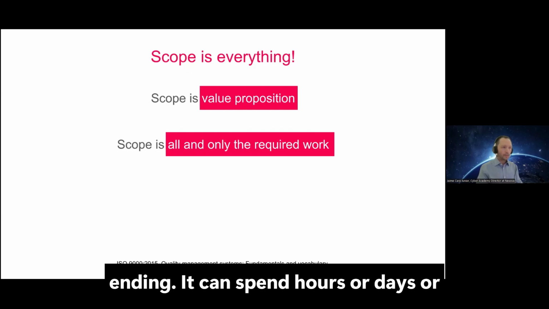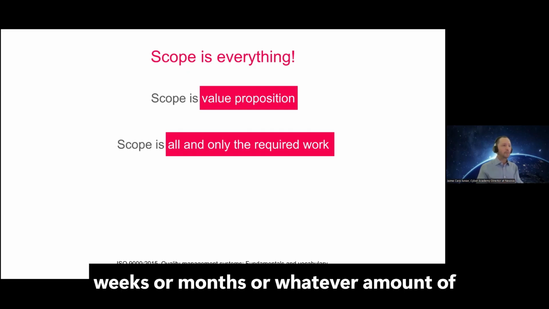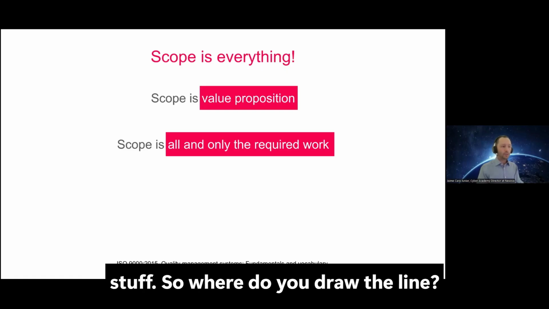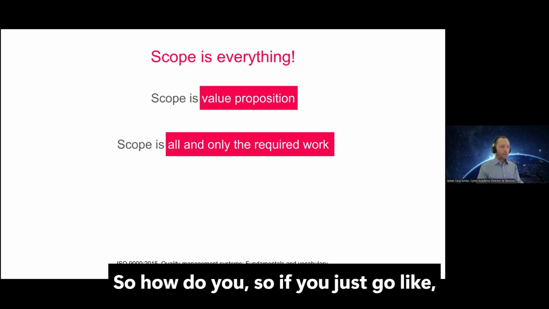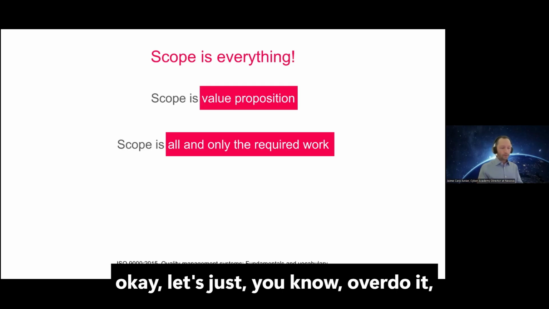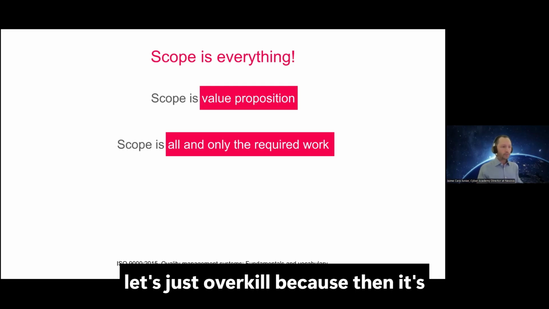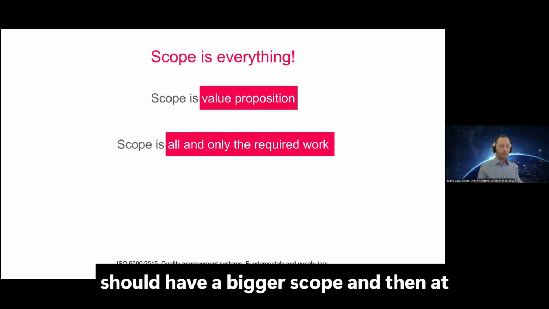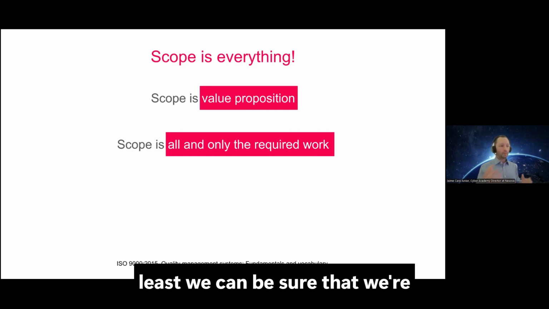Like you can spend hours or days or weeks or months or whatever amount of time indefinitely talking about the same stuff. So where do you draw the line? If you just go, okay, let's just overdo it, let's just overkill, because it's better to be safe than sorry. Then we should have a bigger scope, and then at least we can be sure that we're going to be covering the value proposition.